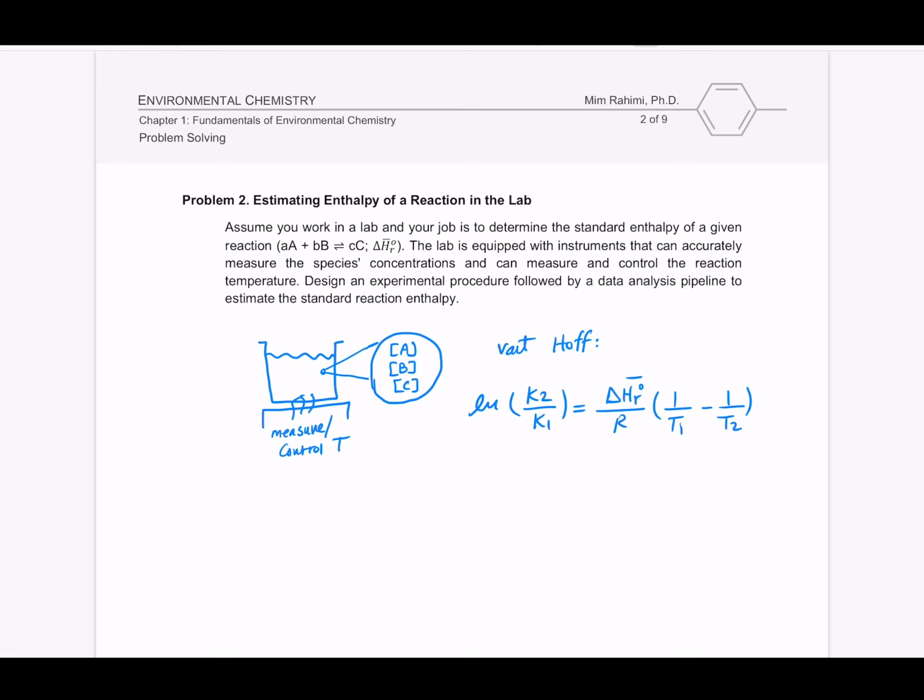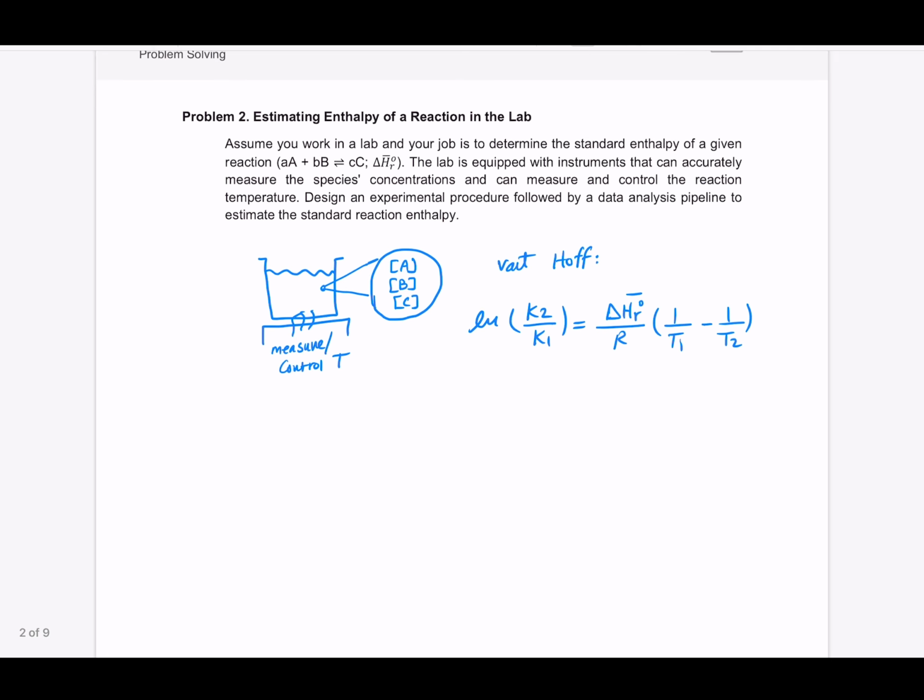So a modification to what you mentioned is, instead of 2 data points, we do a lot of data points. So we extend it. So the procedure would be: first, we prepare a bulk solution.